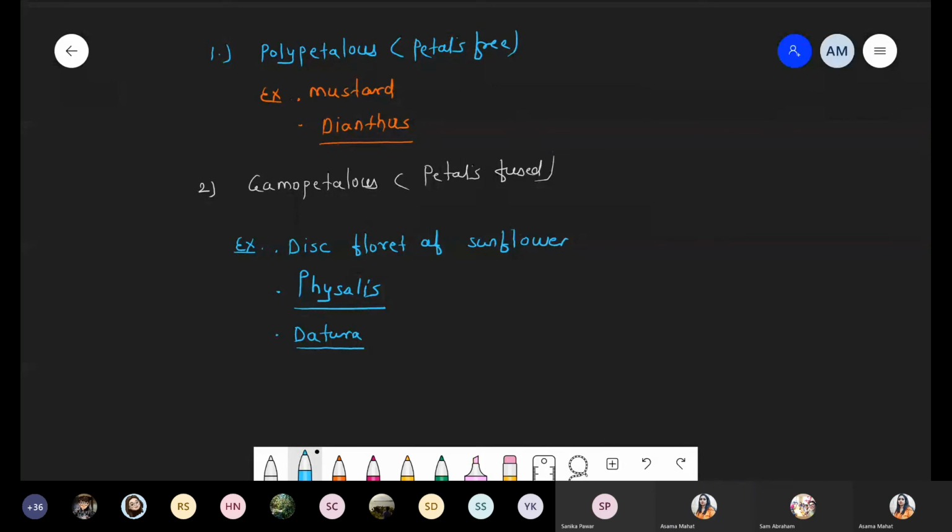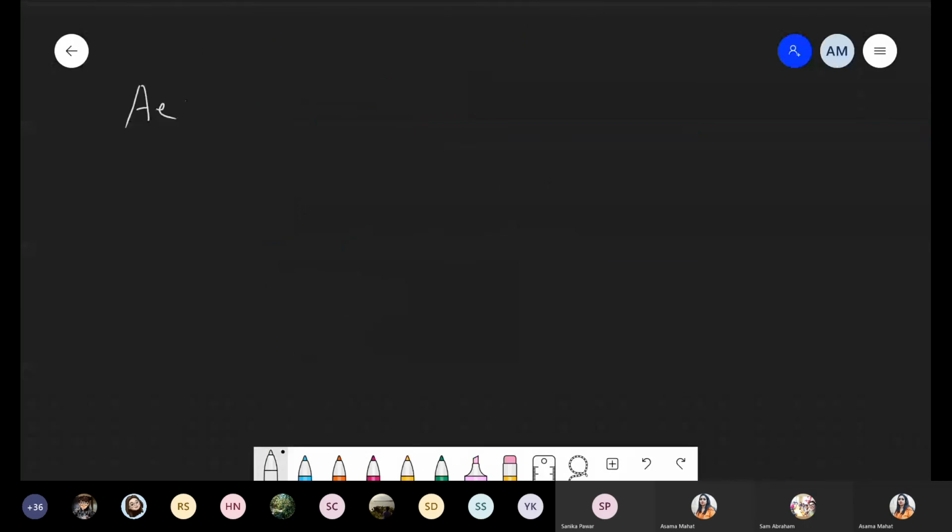Yeah. So now we are talking about another important part according to NEET examination as well as your school examination, that is estivation. Chalo. This part is over. Now we are talking about estivation. Write down the title. Estivation. New point, okay? And estivation is nothing but the arrangement of sepal and petal in floral bud.